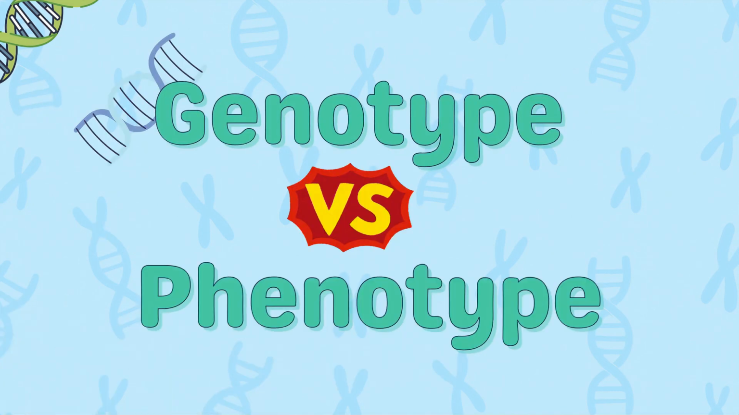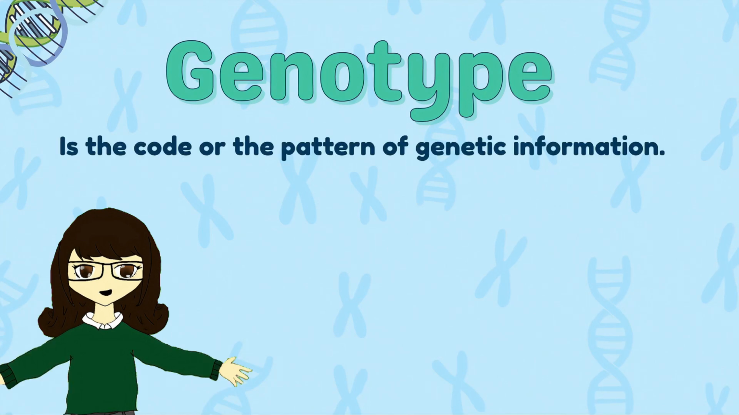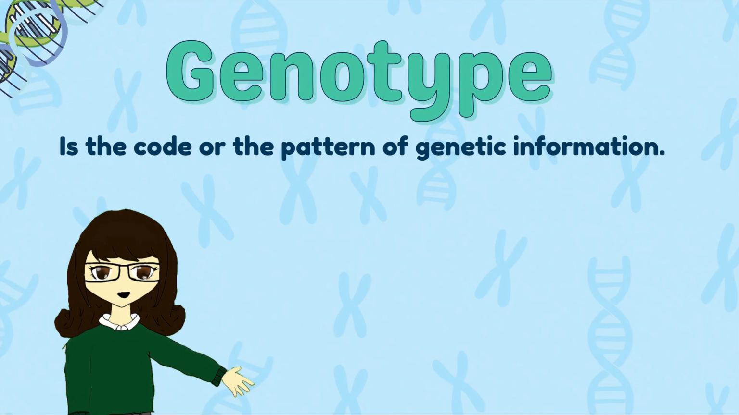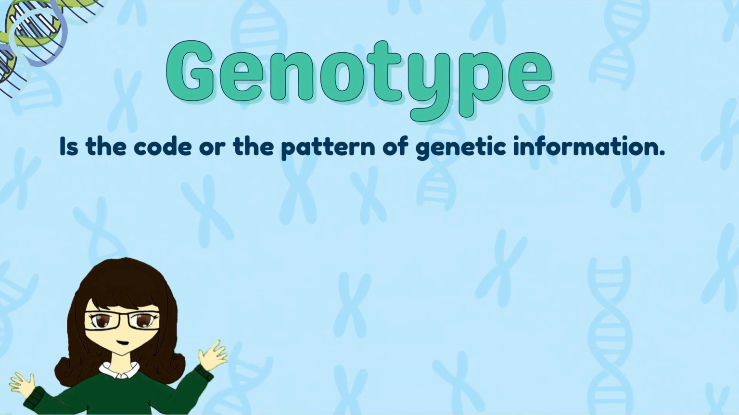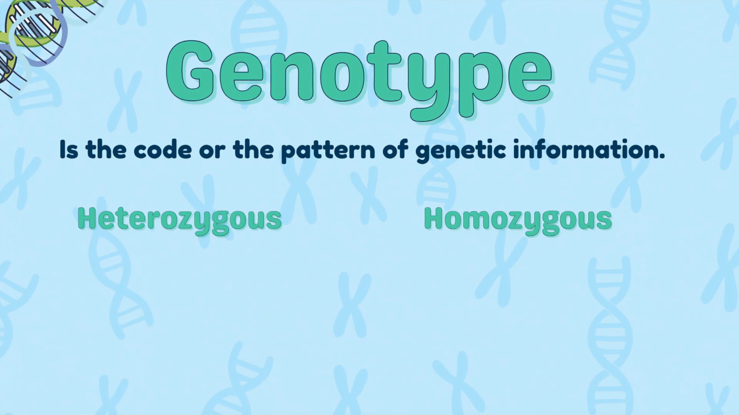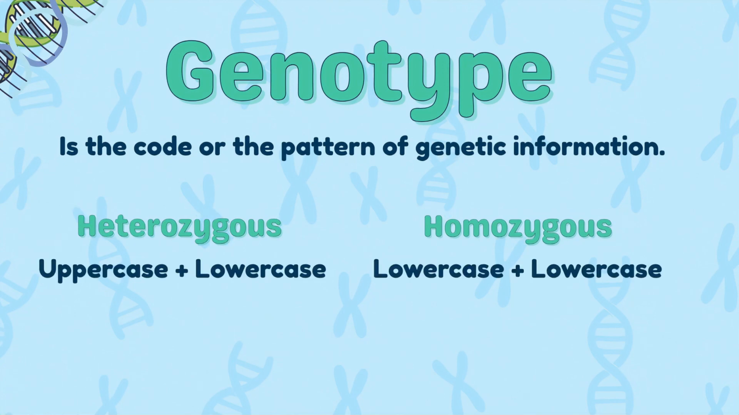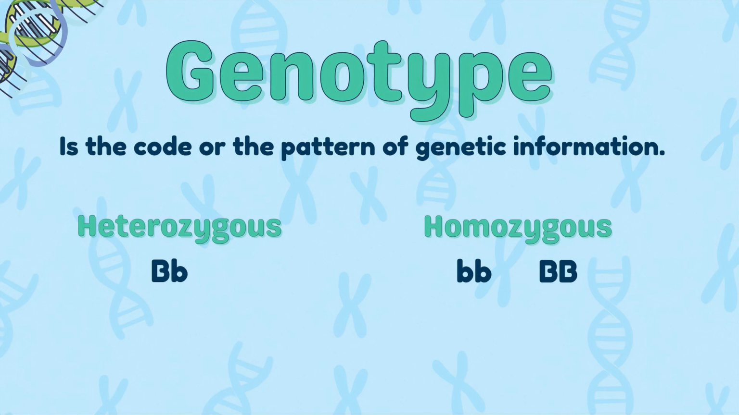Genotype versus phenotype. The genotype is the code or combination of our genetic information. Remember the exercise we do when we combine letters? Those letters usually represent the genotype. Now, we have two types of genotypes, heterozygous and homozygous. Heterozygous means you have a combination of one uppercase letter and one lowercase letter, so the dominant and recessive alleles are together. Homozygous means you have two of the same letters, either two uppercase letters or two lowercase letters. Here's a small example of genotypes.